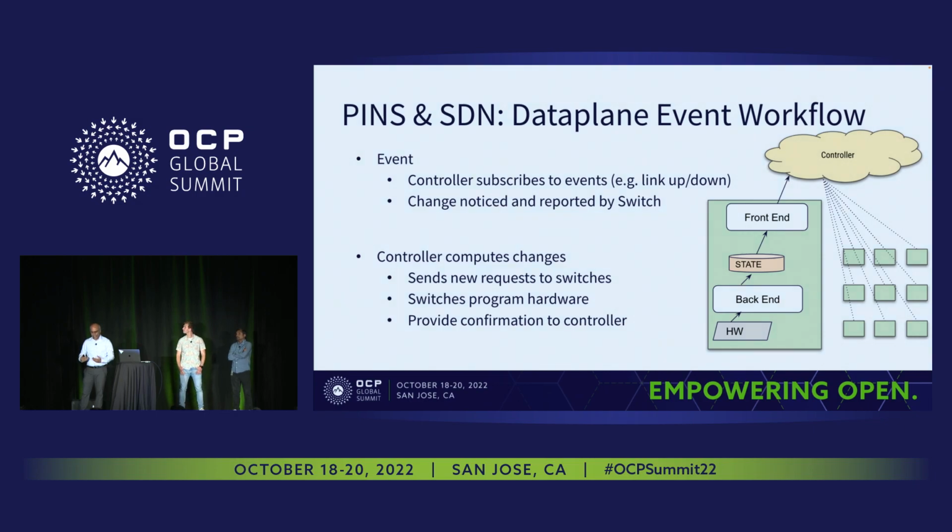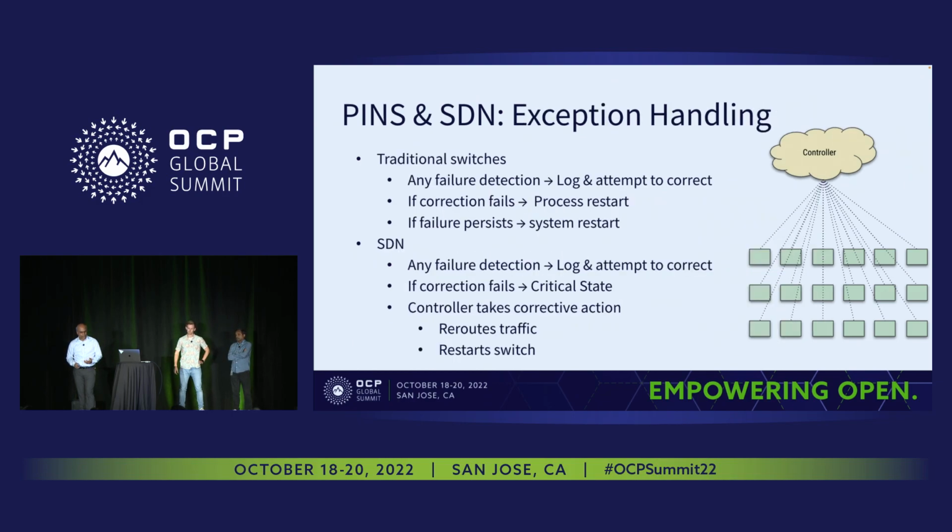And in these cases, the backend notices that there is a change, and it reports it through gNMI telemetry. The controller takes this and computes the changes and sends new requests. And these new requests now could go to the failing switch or could go to the neighboring switches. And all of these switches get programmed. These are things that happen in an SDN controller world.